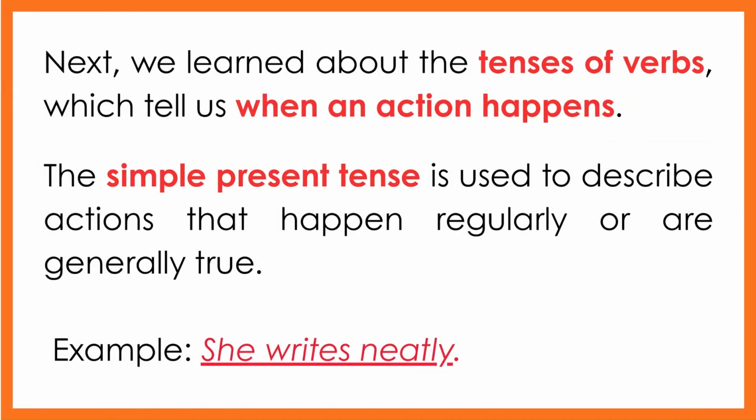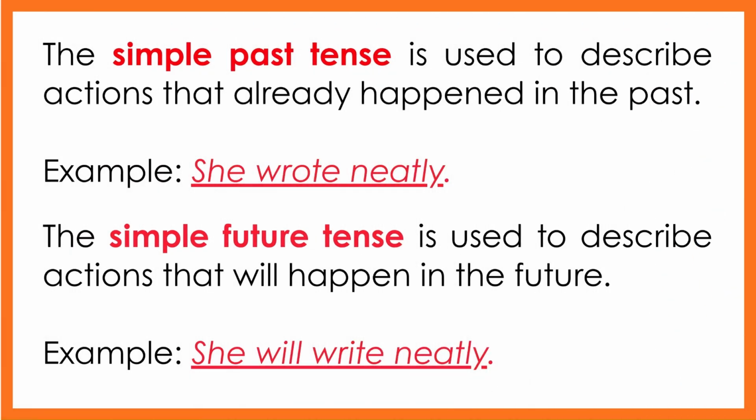Next, we learned about the tenses of verbs, which tell us when an action happens. The simple present tense is used to describe actions that happen regularly or are generally true. Example, she writes neatly. The simple past tense is used to describe actions that already happened in the past. Example, she wrote neatly. The simple future tense is used to describe actions that will happen in the future. Example, she will write neatly.